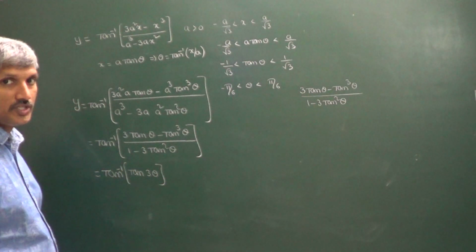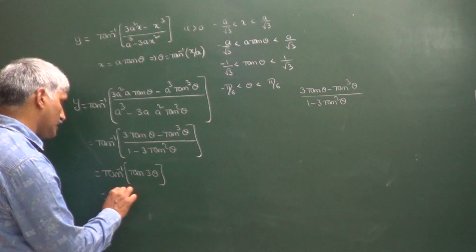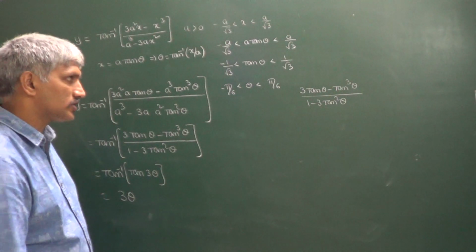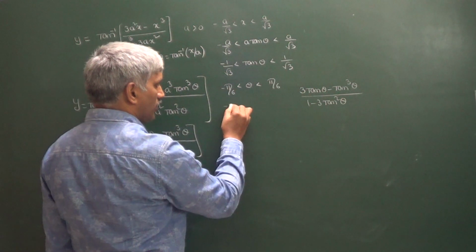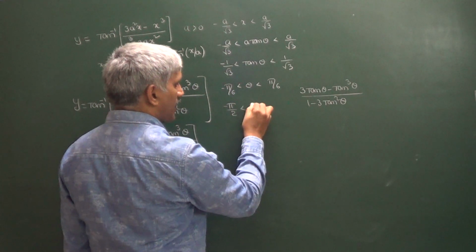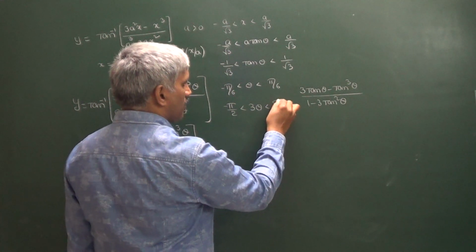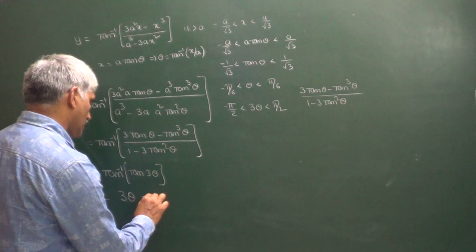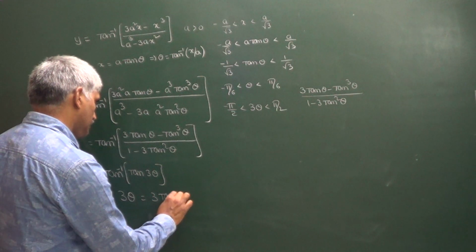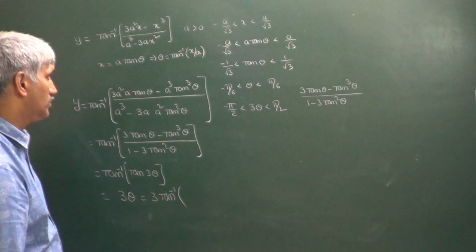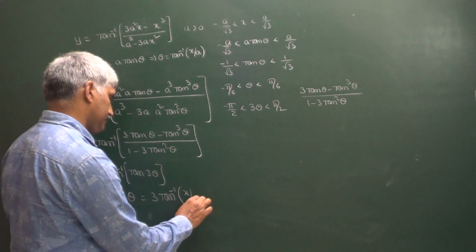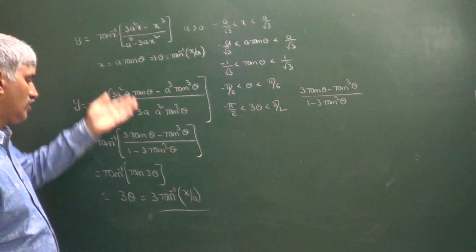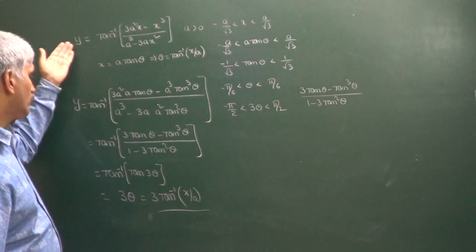Tan inverse of tan 3θ we got. We can write this as 3θ, if 3θ is in the principal branch of tan inverse. Multiply by 3, then we get minus pi by 2 less than 3θ less than pi by 2. Yes, 3θ is in the principal branch. That's why we can write this as 3 times tan inverse of x by a. So this is the simplification. We got this, so y is equal to this.